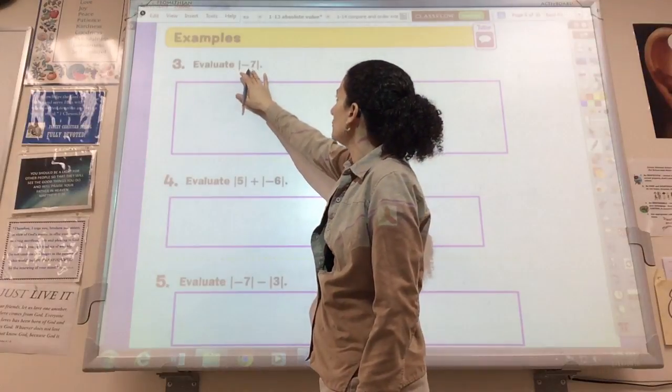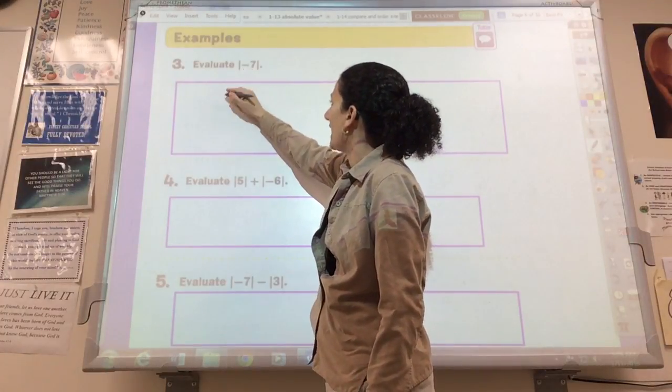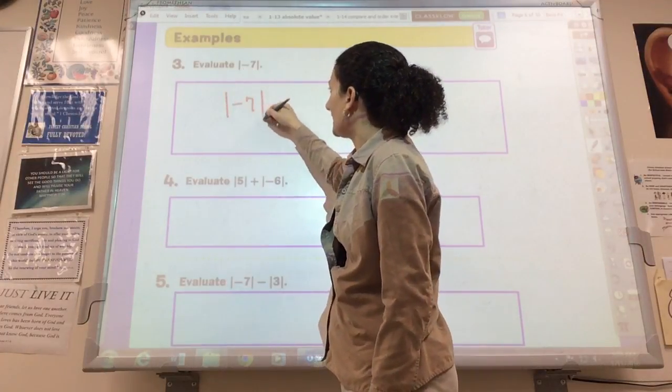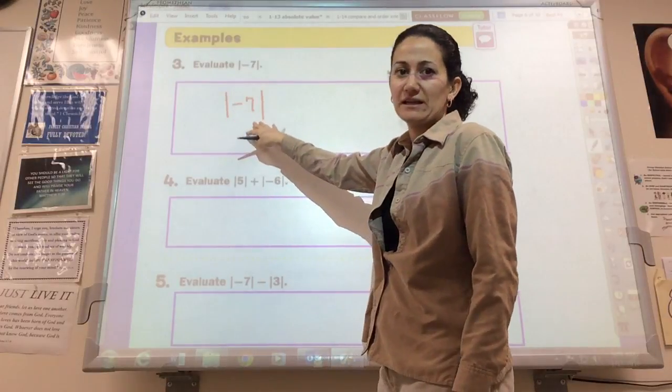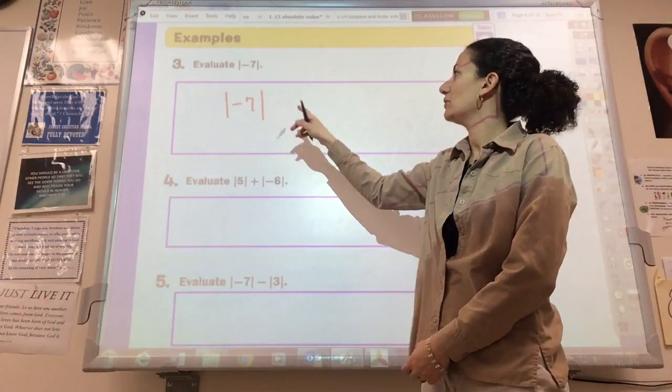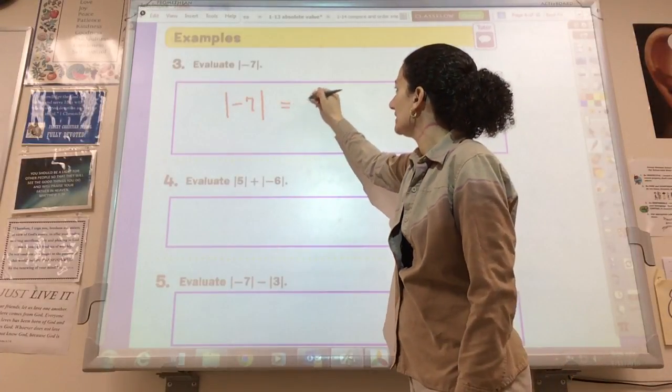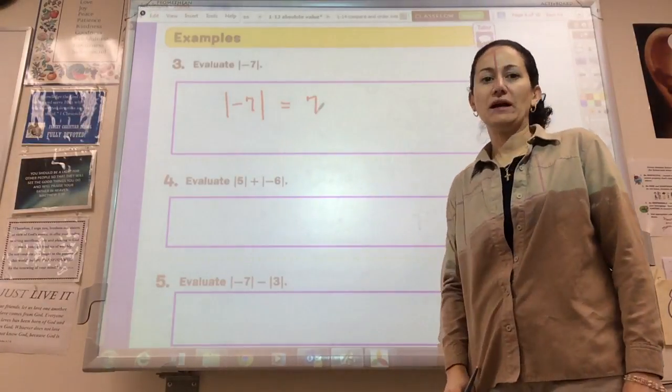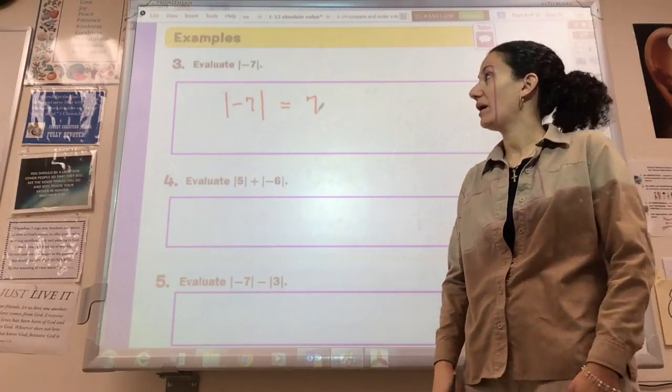Evaluate the absolute value of negative 7. This is read as the absolute value of negative 7. It's asking us how many spaces negative 7 is away from 0. And that's simply 7. The absolute value of any number is always positive.